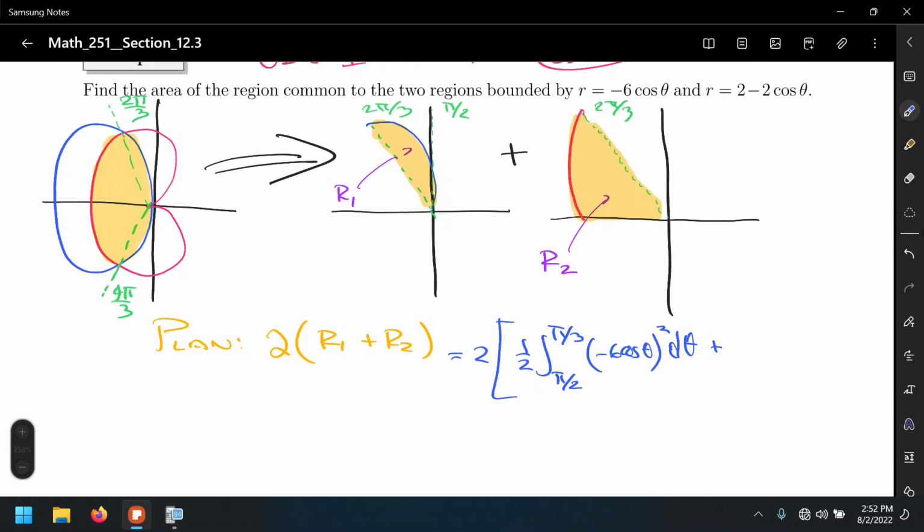Plus the area for R2, and in this case R2 will be 1/2 the integral from 2 pi over 3 to pi, which is the negative horizontal axis. And in this case, 2 minus 2 cosine theta squared.